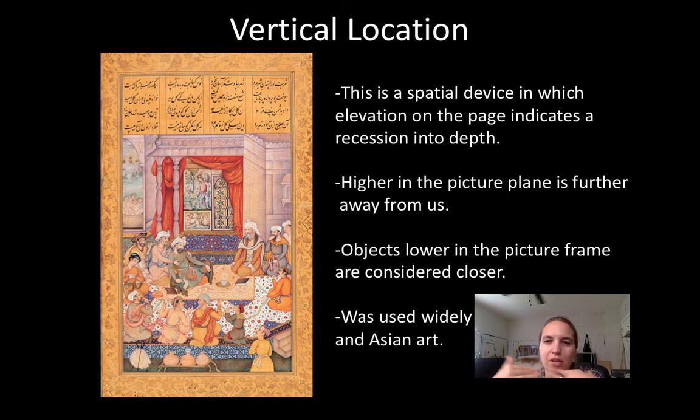Okay, another way is vertical location. This is used a lot in art from the Near East and Asian art. Things that are higher up, like these people over here, we assume they're farther back than these people over here. You can combine this with size and overlapping, right? Or just size. So you can put the smaller people up higher and the people that are bigger down lower, and that's going to increase the sense of space too.